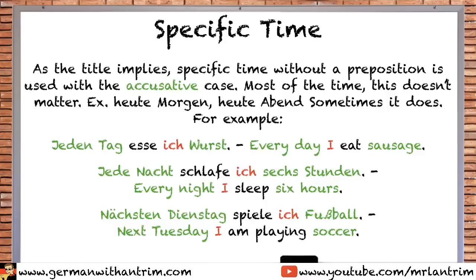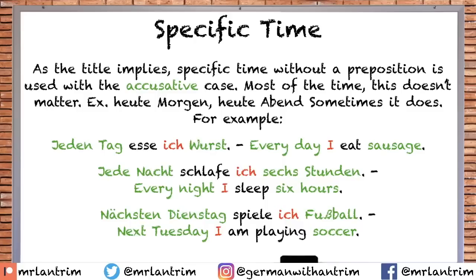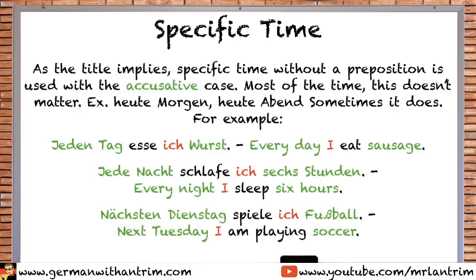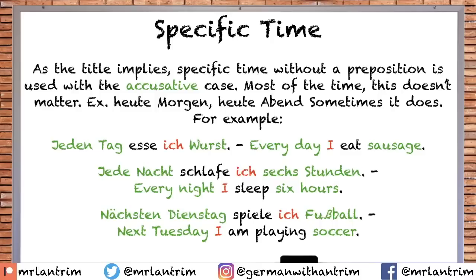Nächsten Dienstag spiele ich Fußball. Next Tuesday, I am playing soccer. Nächsten Dienstag here is being used in the accusative because, again, it's a specific Tuesday. Which Tuesday? It's the next one. So it's exactly that one. So we have a specific word here for time. Nächsten Dienstag for the accusative case. Fußball is also accusative, but nobody cares because there's no article attached to it. So Fußball is just Fußball.